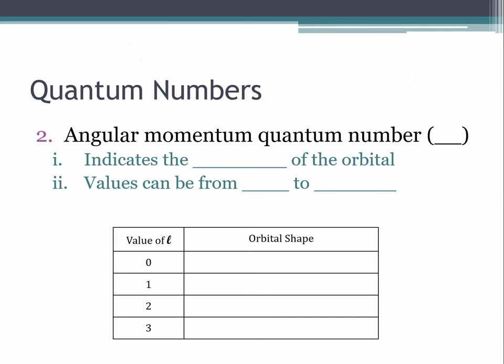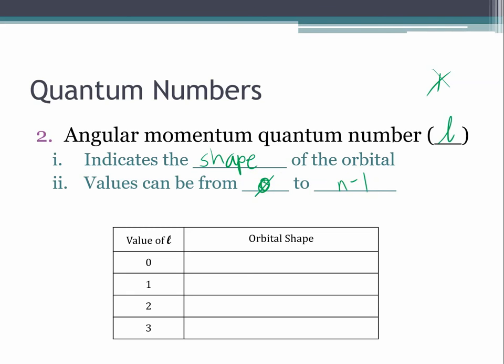Your second quantum number is the angular momentum quantum number, and we represent that with an L. Specifically, a cursive L, because if we drew it just like a regular lowercase l, it would look like a 1, and that gets confusing. So we tend to draw it as a cursive L, so it's really clear. That indicates the shape of the orbital. Values of L can be from 0 all the way up to n minus 1.